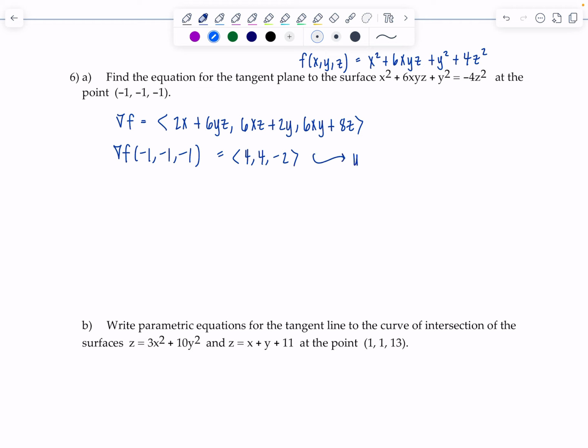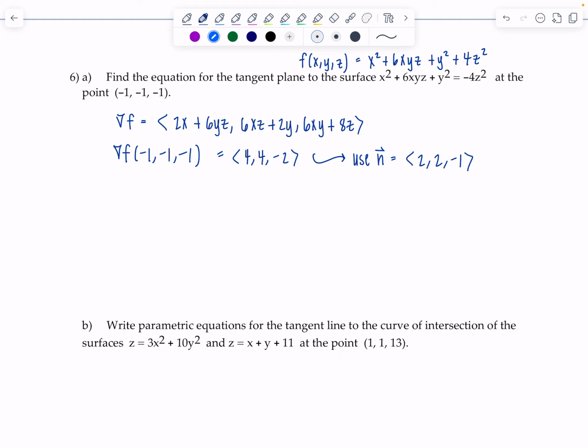So instead, for my normal, to write the equation for the tangent plane, I'm going to use 2, 2, -1. You can't do this when you're asked to find a distance. You can't scale down a vector, that would scale your distance. But if you're just finding an equation of a plane, you can totally scale down your vectors.